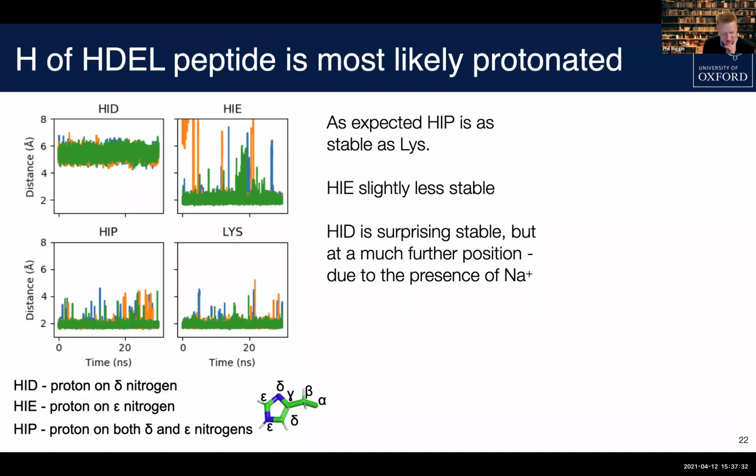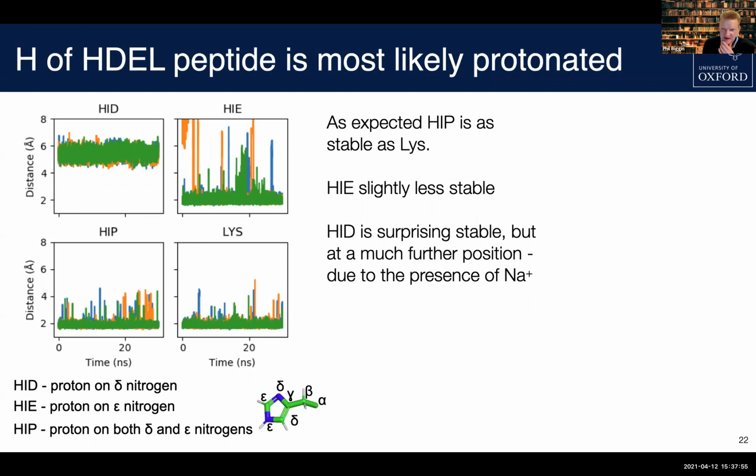Now, one slightly unusual thing is that if you put the proton on the delta nitrogen of the histidine, then it's actually a lot further away. So it's like 5.5 compared to, say, 2, but it seems like it's quite steady. You can convince yourself that's pretty rock solid there, actually.